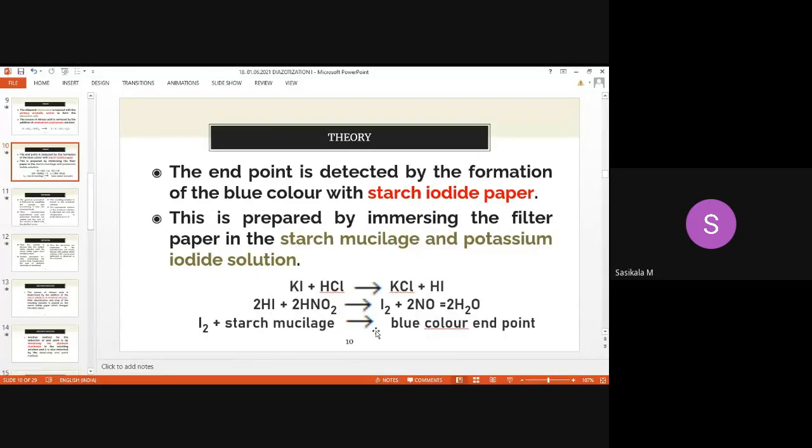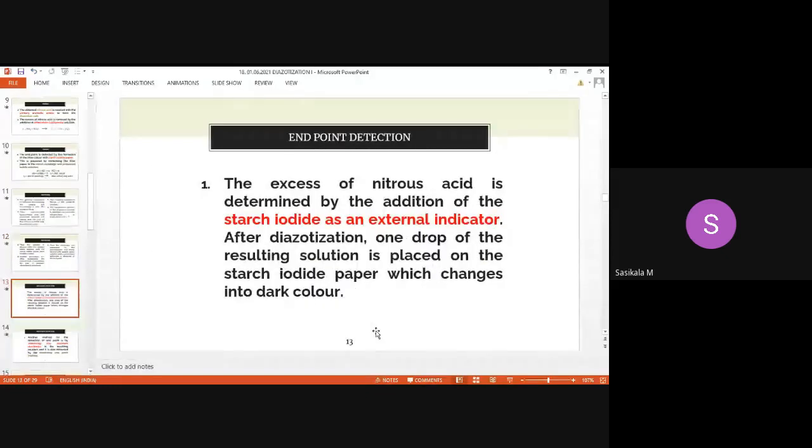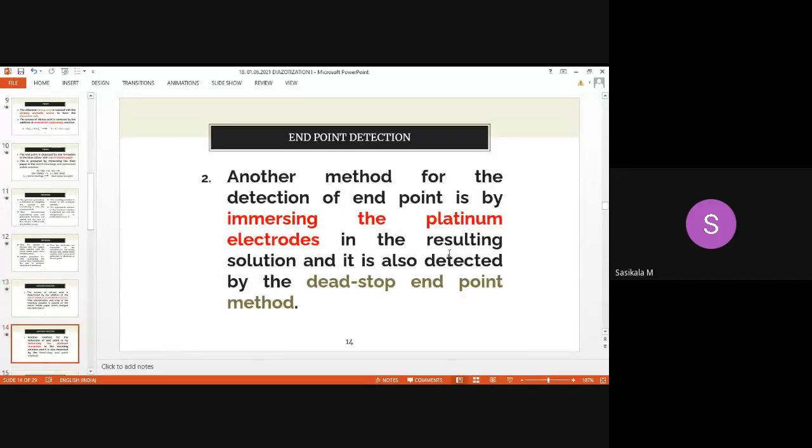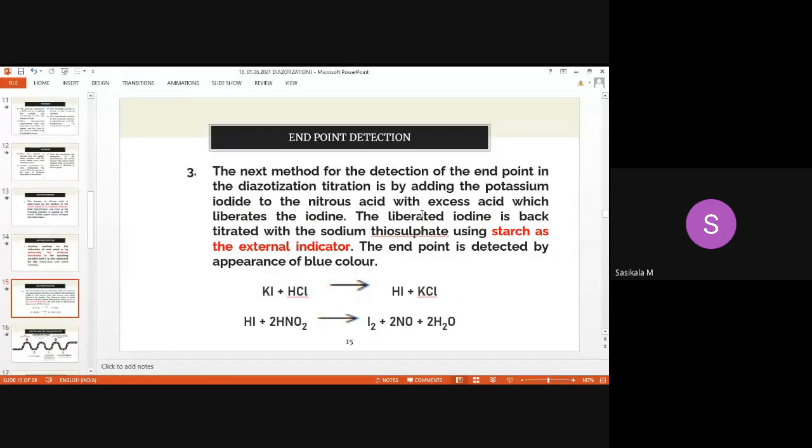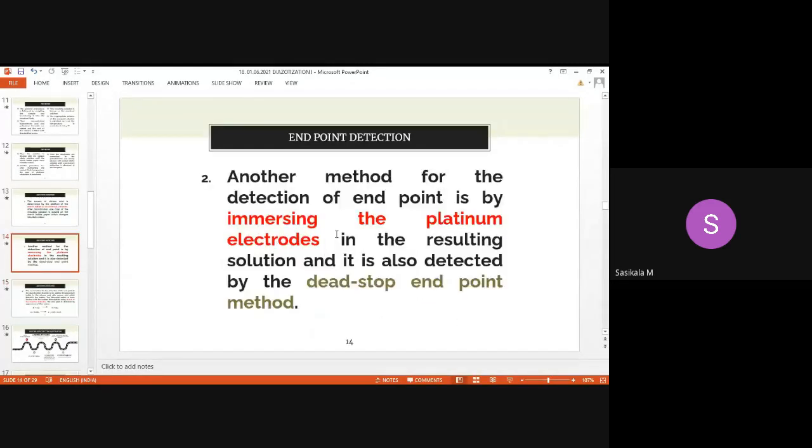So one category of endpoint detection is using starch iodide paper as an external indicator. We are not adding iodide or starch inside the solution. Another category is adding the starch and iodide inside the solution, where starch is added towards the endpoint, and potassium iodide is added along with the analyte and other reagent. So this is how the endpoint detection methods are followed in diazotization methods.